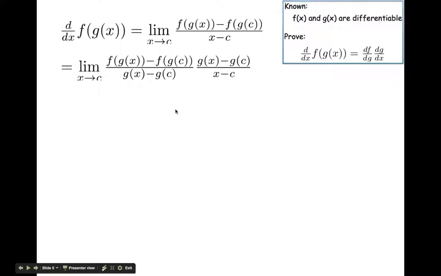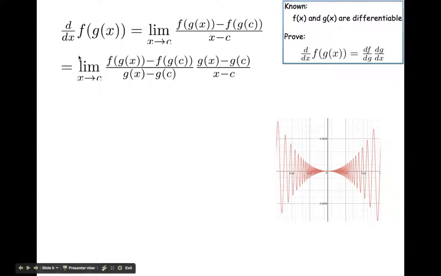So now, using some algebra, this is equivalent to f of g of x minus f of g of c divided by g of x minus g of c times g of x minus g of c divided by x minus c, because if you notice, the g of x minus g of c's cancel, and that leaves us with just this, which is what we had up here, which follows just from using the definition of the derivative, and doesn't require any special manipulation. However, this sometimes causes a problem.